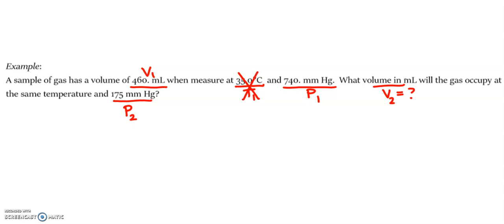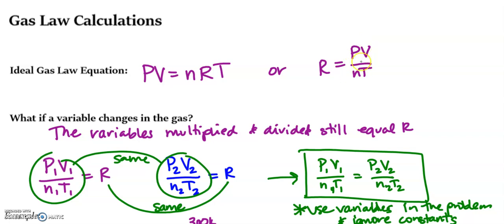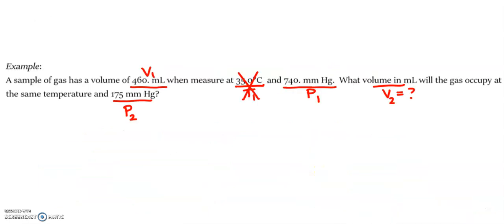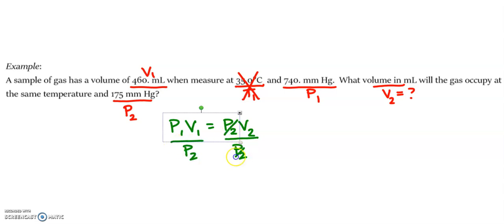All right, so if I go back to here, we've got our equation right here in green, right? We're dealing with pressure and volume. So it's these two. I'm going to ignore N and T. So P1 times V1 equals the same thing on the other side. So now I am solving for V2. So I'm going to divide both sides by P2 so I can get V2 by itself. So V2 equals P1 V1 over P2.